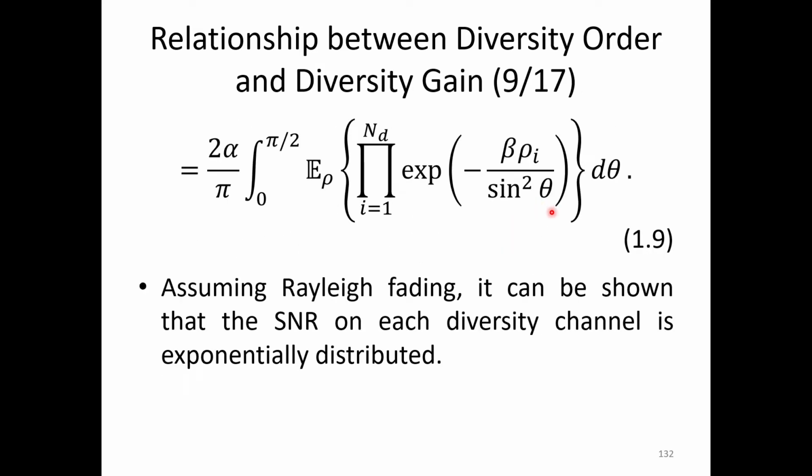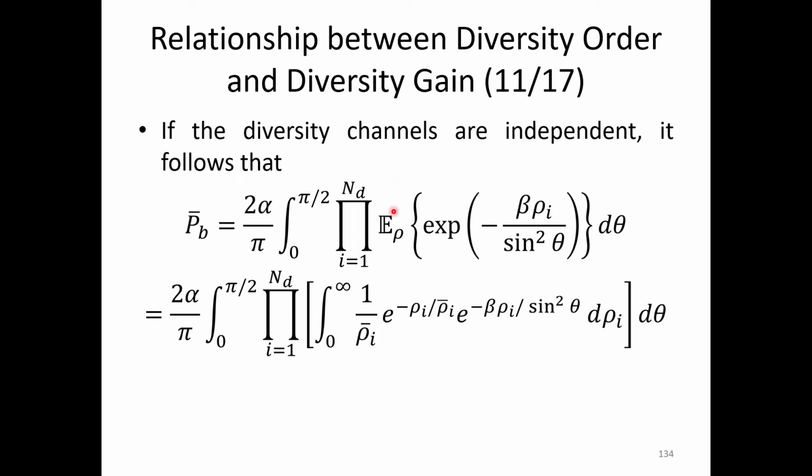So back to equation 1.9. For this term, this is also a random variable. So for I equal to 1 to ND, these random variables are also independent. So the expectation of the product of these random variables can be rewritten as the product of the expectation of each random variable.